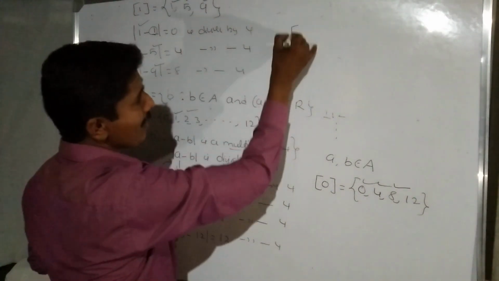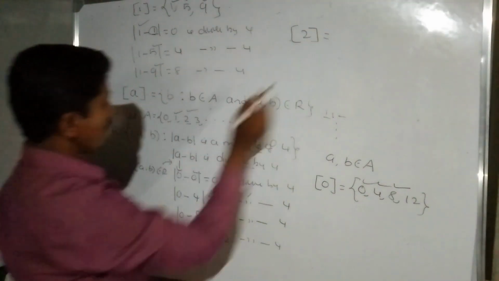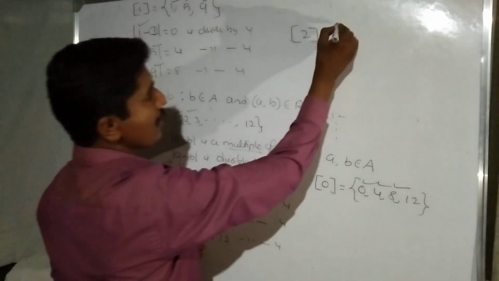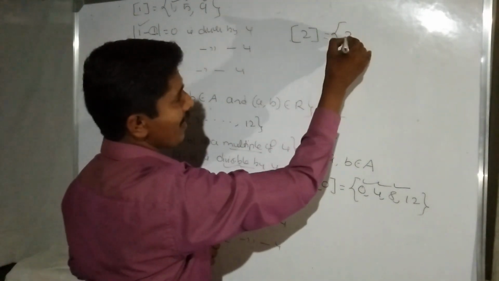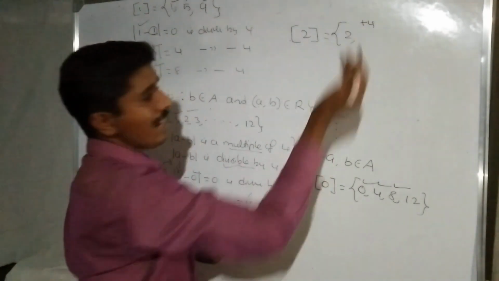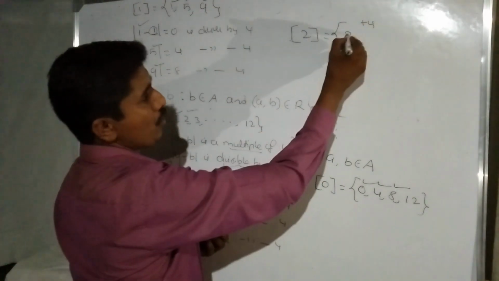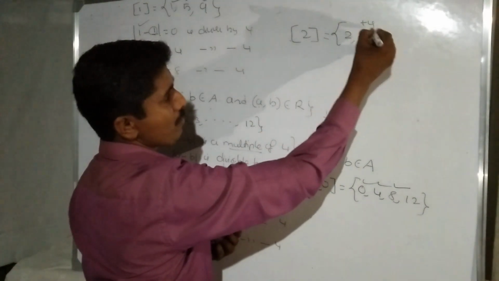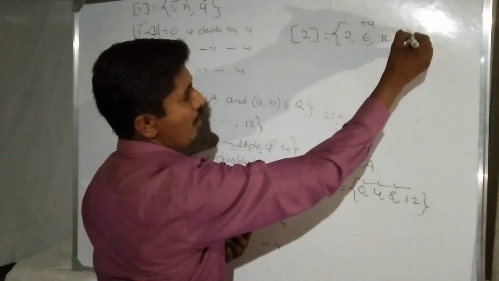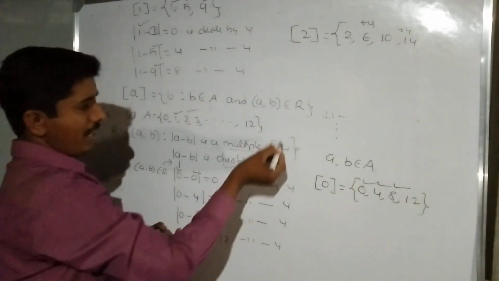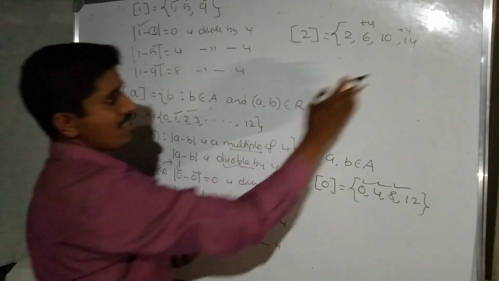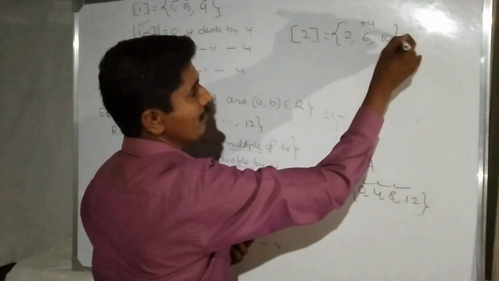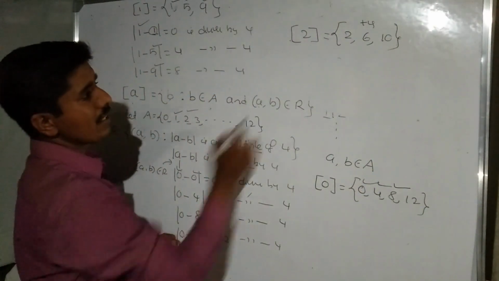Similarly, equivalence class of 2 equal to set 2, taken as it is. Adding 4 to everyone you get the next one. Simple logic. 2 plus 4, 6. 6 plus 4, 10. 10 plus 4 means 14. We don't have 14. The last element is 12. Stop here. 2, 6, 10.